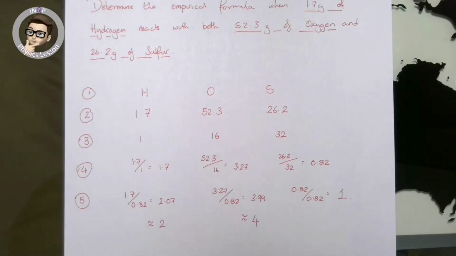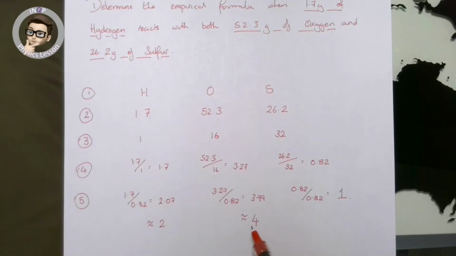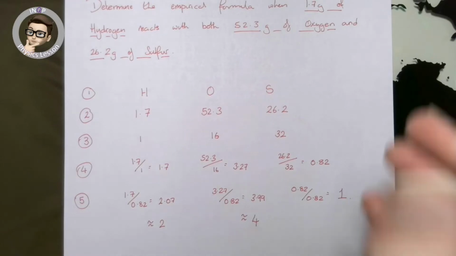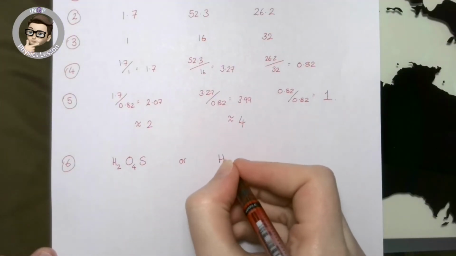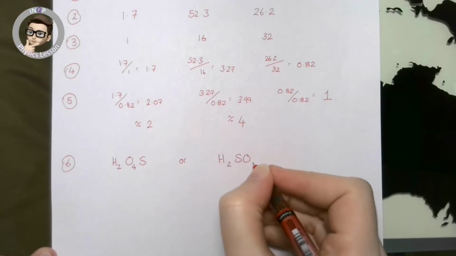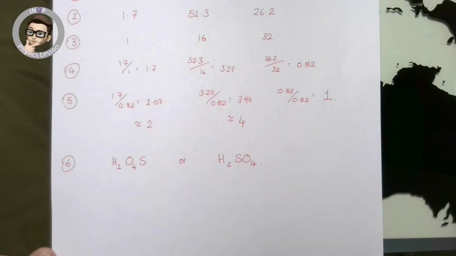So that means that my ratio is 2 lots of hydrogen for every 4 lots of oxygen and 1 lot of sulfur. So let's go with the elements we have. So step 6 is to write down the empirical formula. So I could write it as H2O4S, but we know that as something slightly better. And if I rewrite it as something we know, then I've got H2SO4. So we've got sulfuric acid.